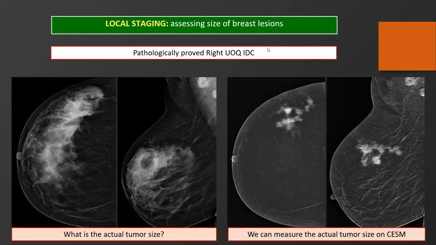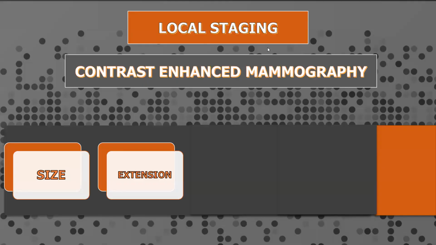So we did a contrast mammography, and again, the contrast mammography was the only procedure that can confidently say that it is a T3 tumor mass. Yes, and now we move to assessment of the lesion extension.